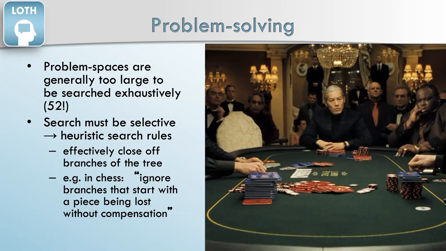So since we can't be exhaustive, we must come up with some quick and dirty rules. For example, you must be able to eliminate the really, really bad options. Don't put your queen out so early that it's going to get taken. That's a good heuristic in chess, for example.